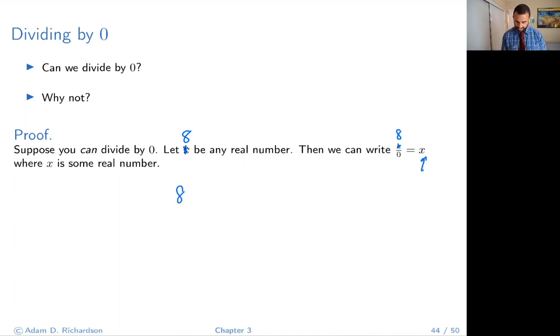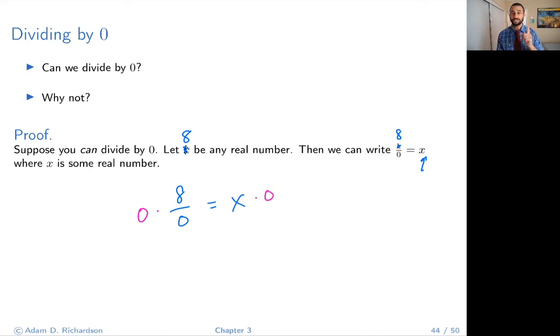So in other words, we know this is true because we assumed that you're allowed to divide by 0, right? So now that we're allowed to divide by 0, I'm going to divide my favorite number 8 by 0, and I should get some result. Now I know for a fact that if you multiply both sides of an equation by the same thing, they're still equal. So I'm going to go ahead and do that. I'm going to multiply both sides of this equation by 0.